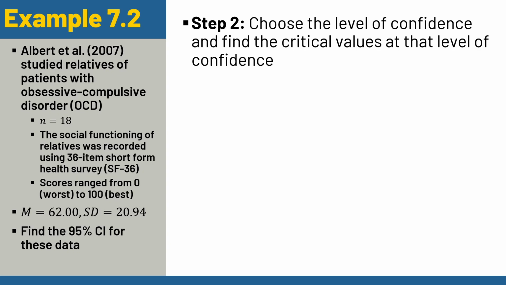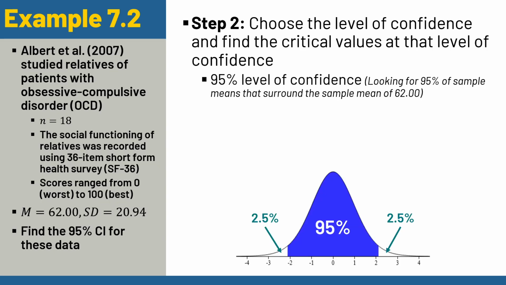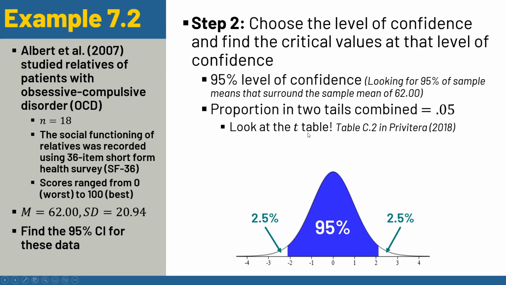Step 2, choose the level of confidence, find the critical values at that level of confidence. What's the level of confidence here? It's 95. Right, in other words, we're looking for 95% of sample means around the sample mean of 62. Yeah, and so here actually, I guess this one looks a little off. If we're thinking about our t statistic, in a t distribution then, we're looking for 95%, right, these values. So we need to find what t is on this t distribution.